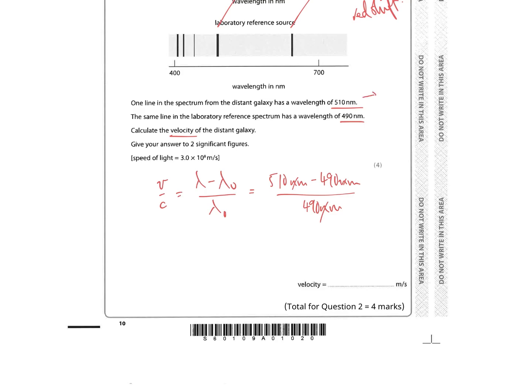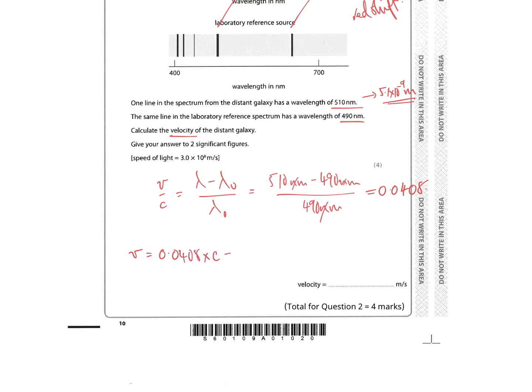We could have, if we wanted, changed this into meters, for example 4.1 times 10 to the minus 9 meters. Very technically correct, changing everything into meters. But because nanometers is being used on all of these, it's fine. It's just the ratio it's looking for between those. And of course, ultimately it's looking for the velocity. So first of all, we're going to work out what that fraction is, which comes out to be 0.0408.